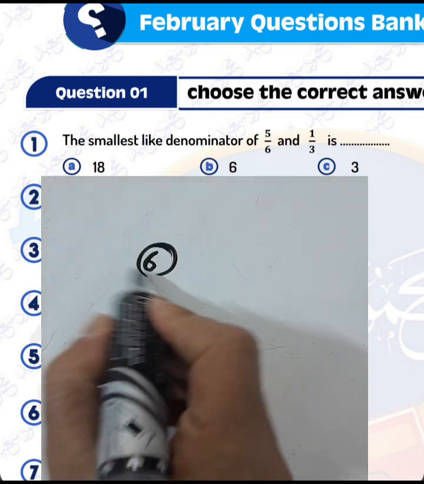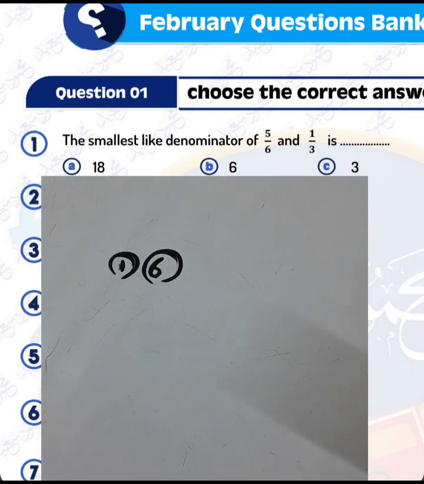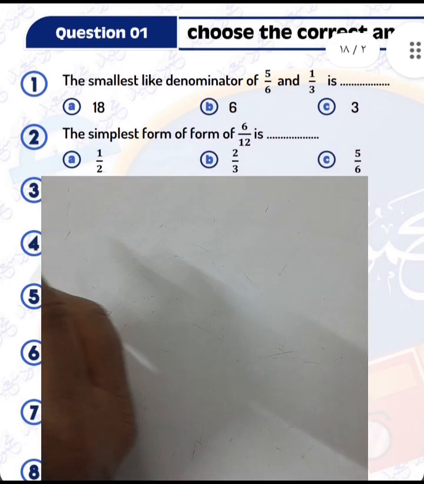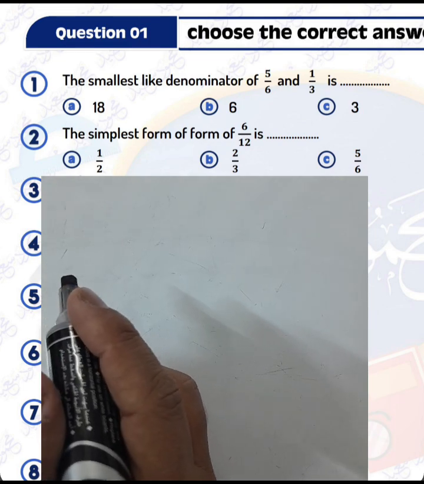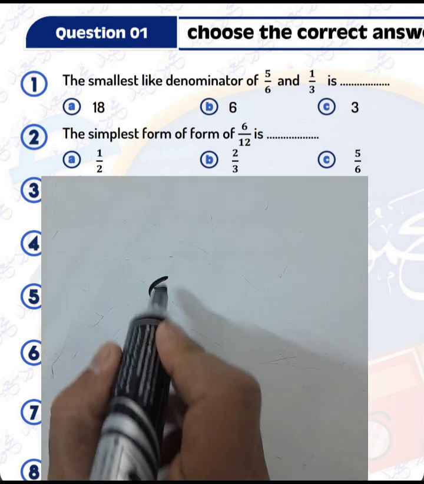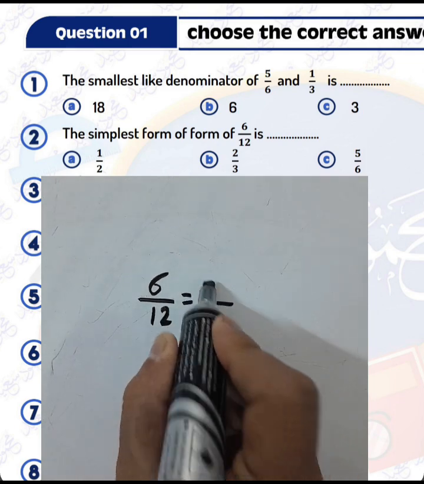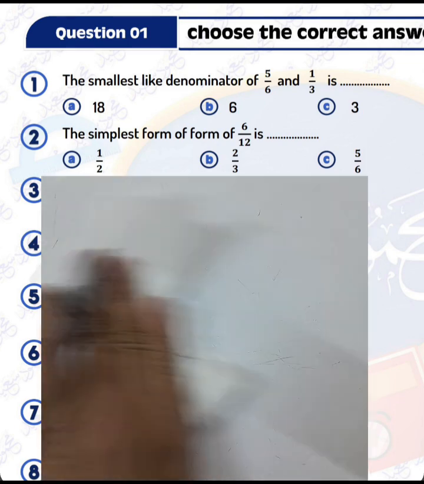Write 6 for question number 1. Number 2, simplest form of 6 over 12. We know 6 is half of 12. Then we can write the simplest form of this fraction. It will be 1 over 2. The result will be 1 over 2.